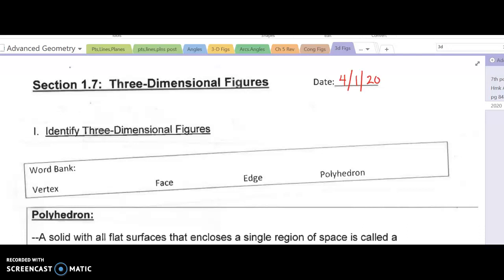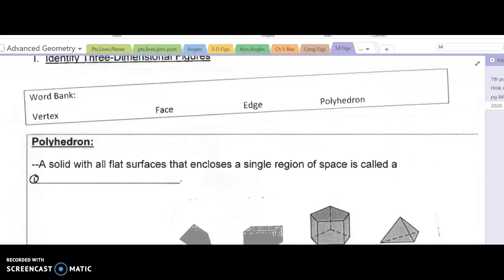Alright guys, so we are now embarking on our new unit on three-dimensional figures. We've made it past all the two-dimensional stuff, and hopefully at this point you've already watched the video of Emily and I sorting the three-dimensional shapes into different kinds of shapes, and you're ready to join us here with what it is to be a polyhedron and the different parts of a polyhedron.